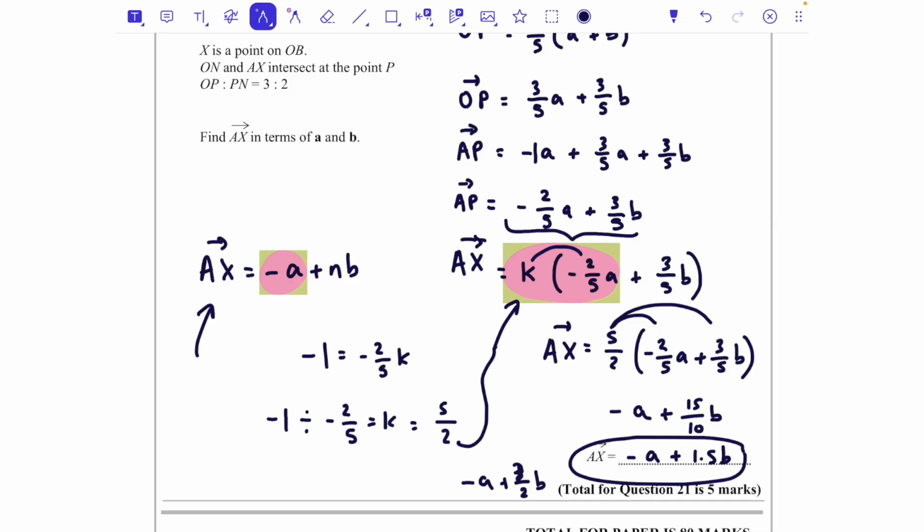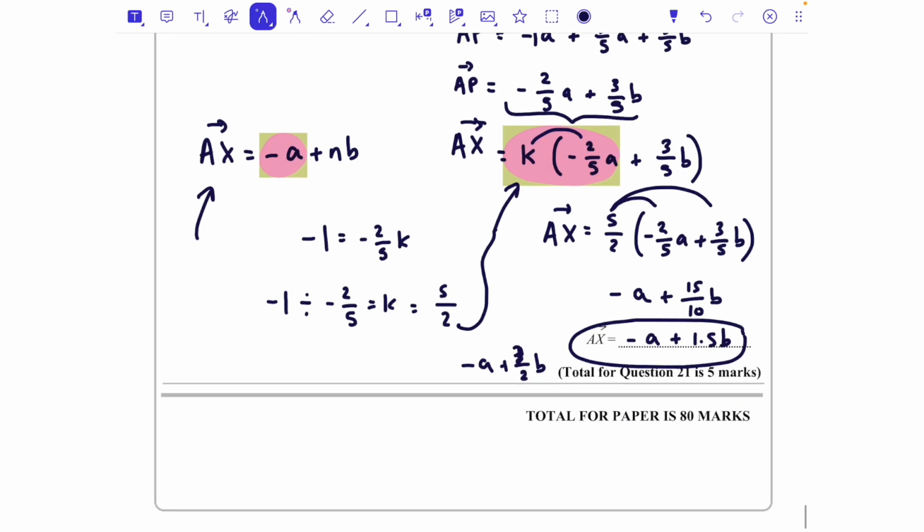There are some more examples on past papers of really tricky ones like that, where you have had to compare coefficients. But I really hope you found that helpful.